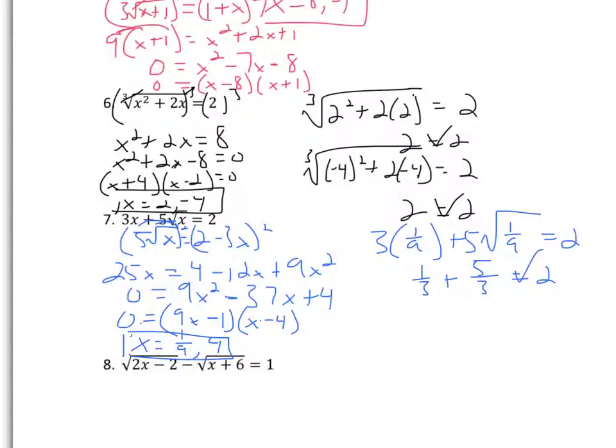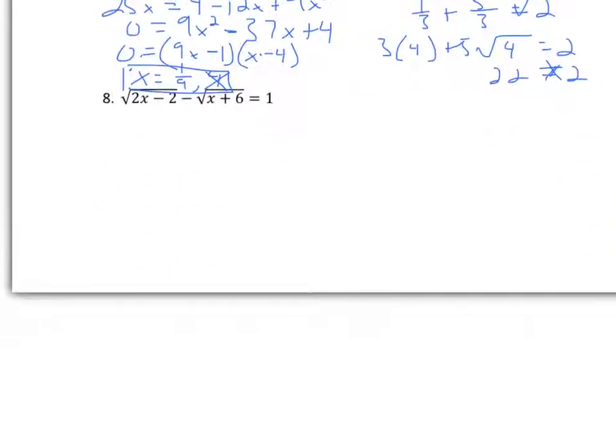Now try it with 4. We've got 3 times 4 plus 5 root 4 equals 2. We got 12 plus 5 times 2 is 10, way bigger than that. Okay, so 22 is not equal to 2, so that one does not work. So our 4 goes away, and the answer is just 1/9.